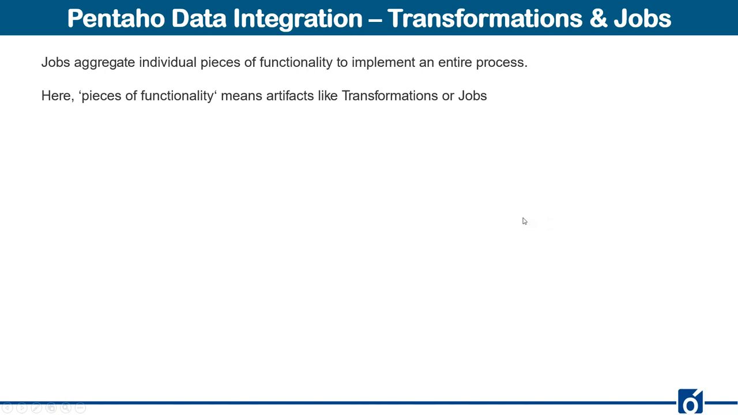Now the second part is job. What is a job? A job aggregates individual pieces of functionality. So what is this piece of functionality? It can be anything. It can be a transformation, it can be a job itself, as well as some standard steps which you can consider as part of a job, whether creation of a folder, compression of a folder or file, or something of that kind. Those pieces can be aggregated through a job.